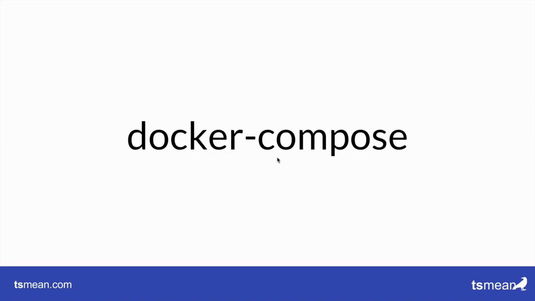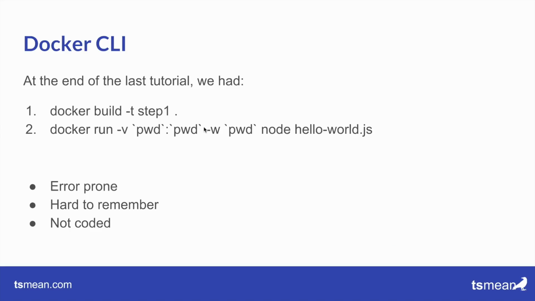Alright, so this video is about Docker Compose. If you've watched the last video, you've seen that we had the following steps. After we have put a Dockerfile in the current directory, we built an image with the docker build command, we tagged the image with step 1, and then we spun up a container and mapped the current volume and set a working path and executed a command.